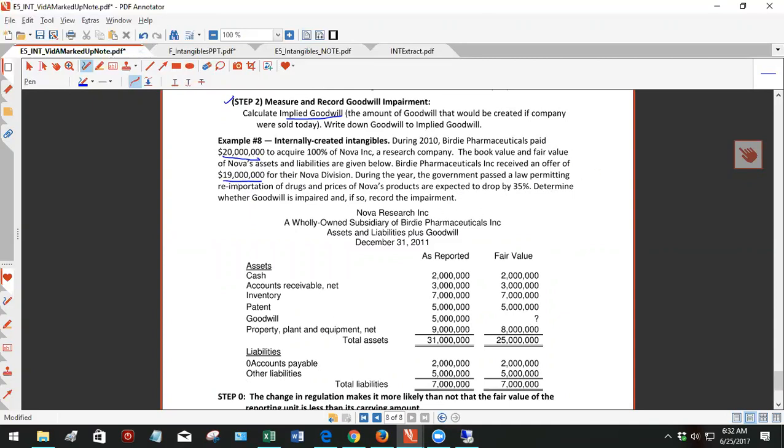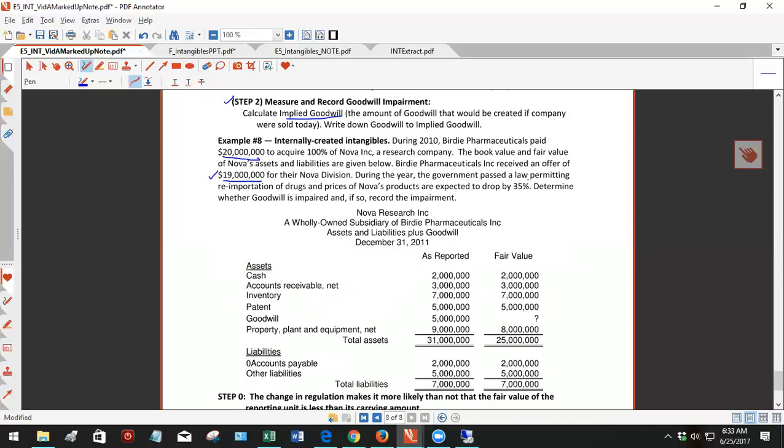So anyway, regardless, the market price of the company as a whole declined. Okay, so for doing the impairment, we just need the purchase price and an estimate of the value of the whole company today.